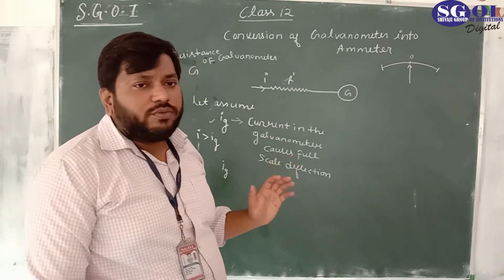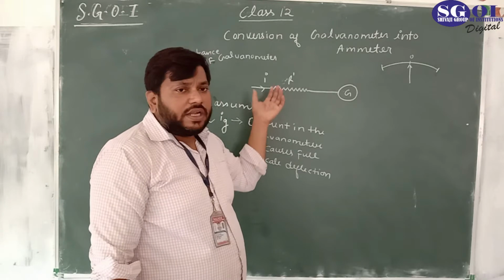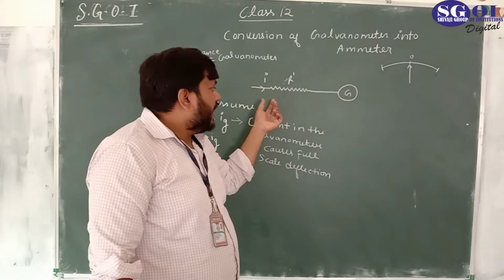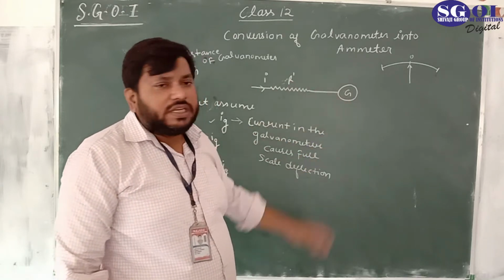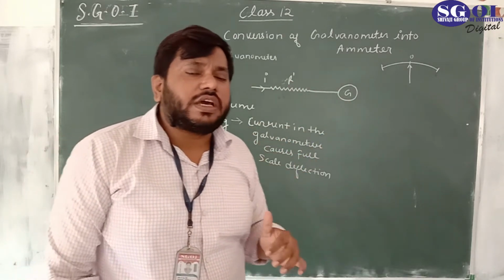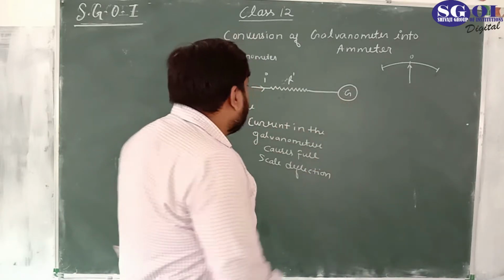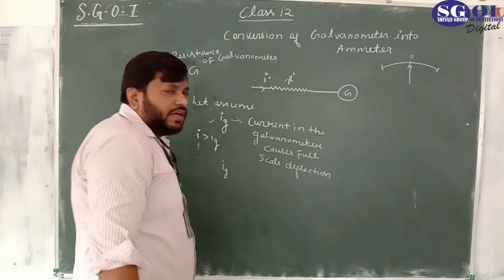It means the galvanometer would not give the actual current which was flowing before connecting the galvanometer, which is I. As we connect the galvanometer, the resistance of the circuit increases and it reduces the current flowing in the circuit. It means the current flowing in the galvanometer is not I, it would reduce. Let's say it would become I dash.